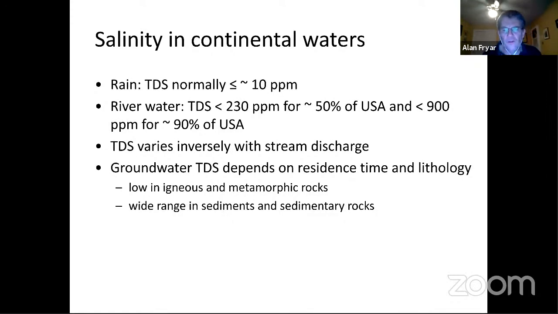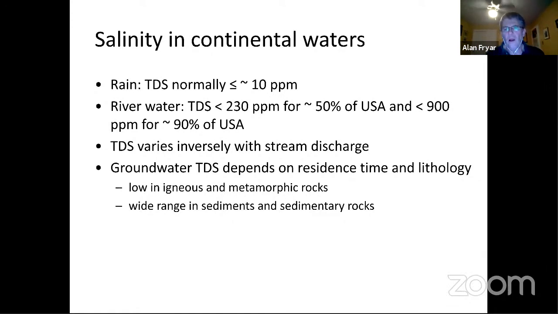In terms of groundwater, the total dissolved solids tend to depend on the residence time. I think I talked a little bit about residence time in my first lecture, but what I mean by that is how long the water resides beneath the surface. And so when I talked about saturation, I was talking about an equilibrium concept, but I also mentioned that one definition of saturation is when the rate of dissolution is equal to the rate of precipitation.